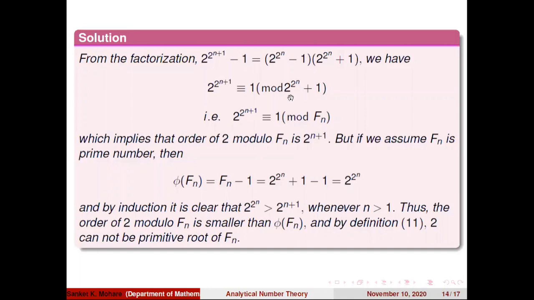Okay. So here we assume 2 to the power 2^n plus 1 is a composite number. Suppose if we assume this Fn is a prime number, then what happens? What is phi of Fn? In this case, phi of Fn is equal to Fn minus 1. Why? Because here we are assuming Fn as a prime number. So phi of p is equal to p minus 1. So that's why phi of Fn is equal to Fn minus 1. The value of Fn is what? 2 to the power 2^n plus 1, minus 1. Okay, minus 1.